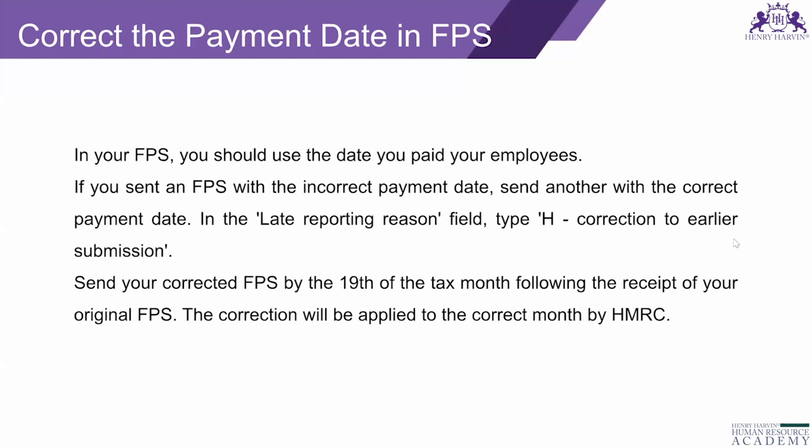Correction to earlier submission, because you have sent the FPS already and only the correction is required. So H is the option. You remember I told you, whenever we do a correction, mainly it will be H. H will be the correction code that we use. Then send your corrected FPS by the 19th of the next month. Whenever you hear the term 'following the tax month', it is always the next month. So send your corrected FPS by the 19th of the next month following the receipt of your original FPS. The correction will be applied to the correct month by HMRC.